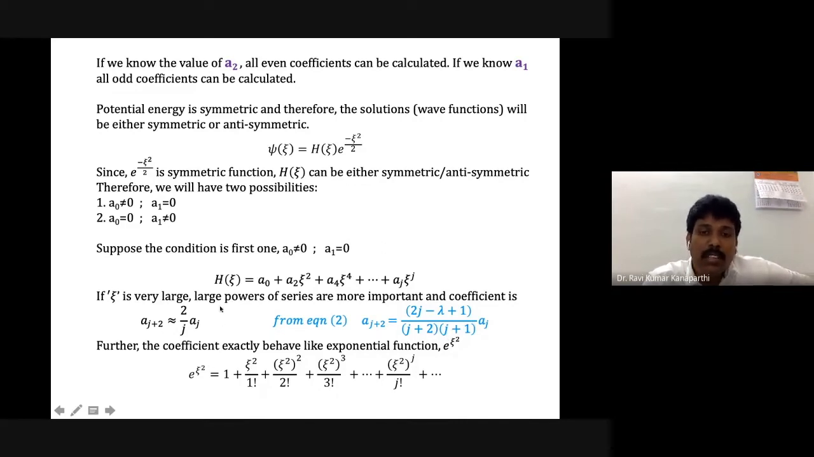Then basically this aj plus 2 becomes 2 by j aj. Okay, and the recursion relation under this particular condition, what is the condition? The condition is a not equal to 0 while a1 is equal to 0. The recursion relation will take this type of expression, that is 2 by j multiplied by aj. Okay, is there any doubt here?